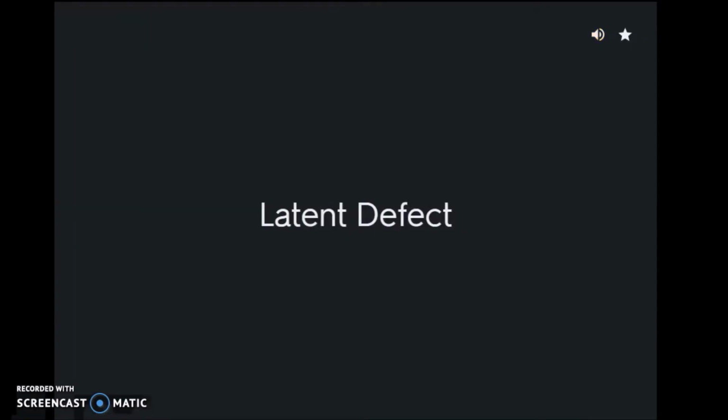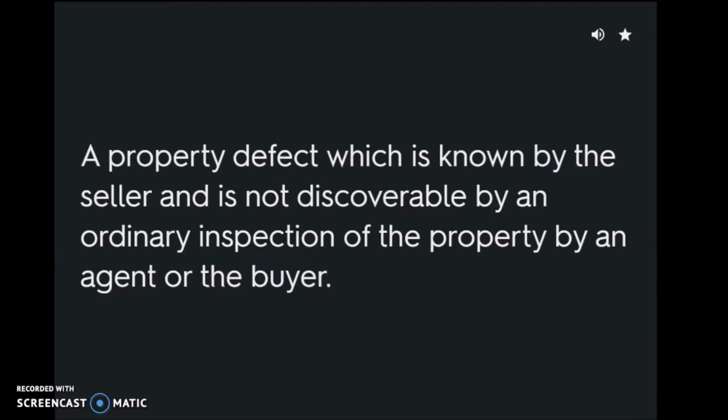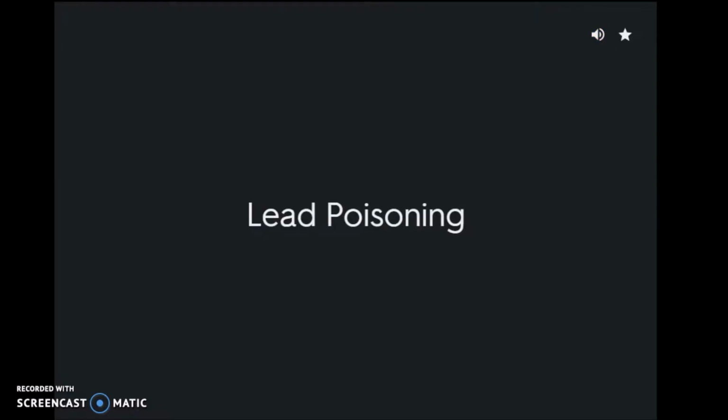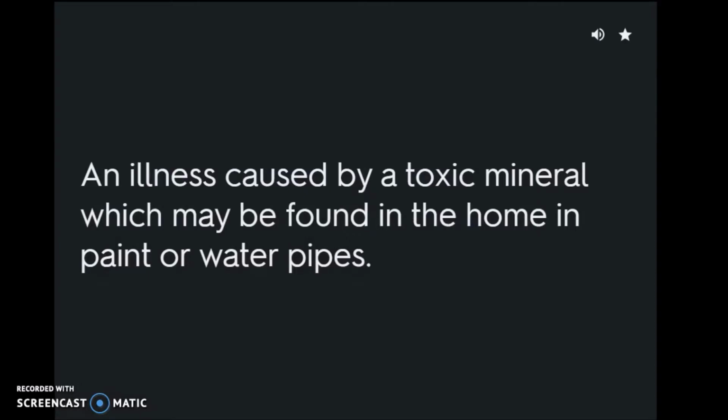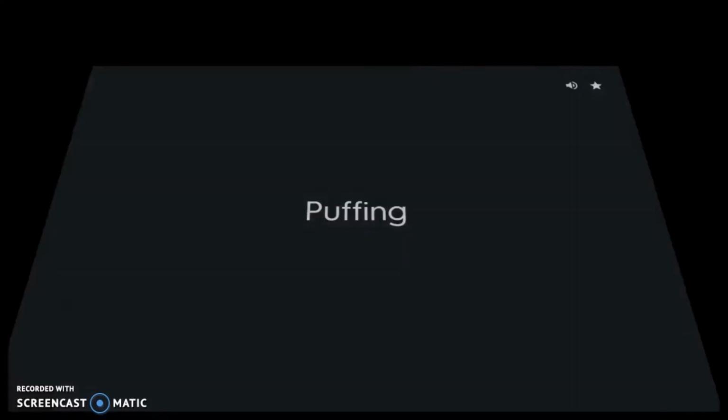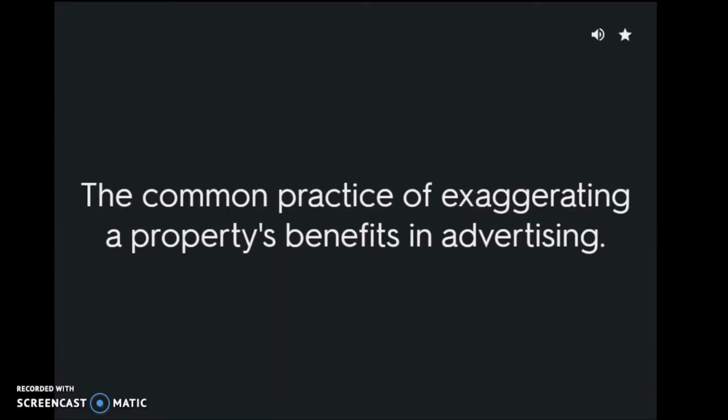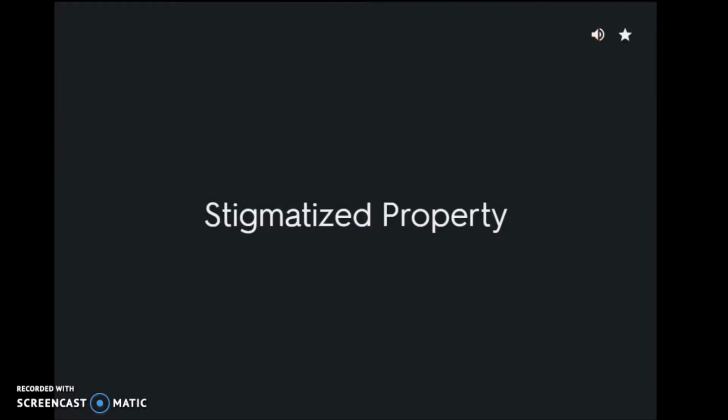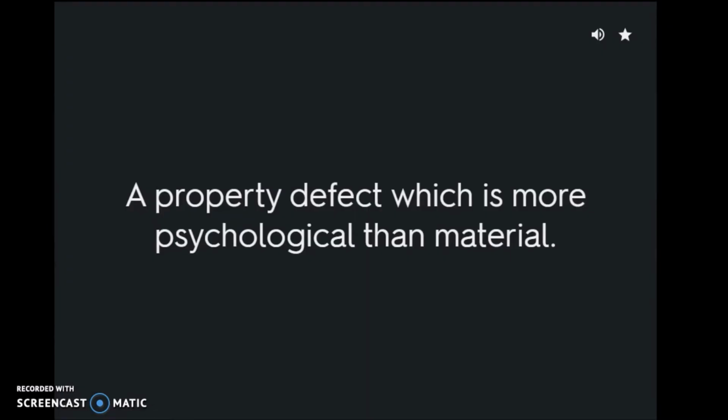Latent defect. A property defect which is known by the seller and is not discoverable by an ordinary inspection of the property by an agent or the buyer. Lead poisoning. An illness caused by a toxic mineral which may be found in the home in paint or water pipes. Puffing. The common practice of exaggerating a property's benefits in advertising. Stigmatized property. A property defect which is more psychological than material.